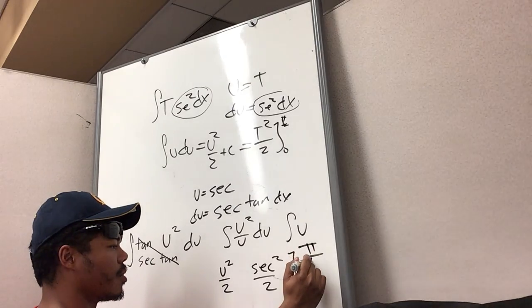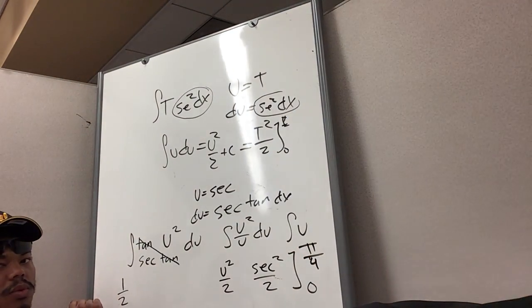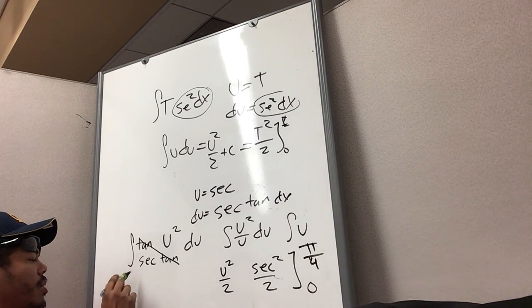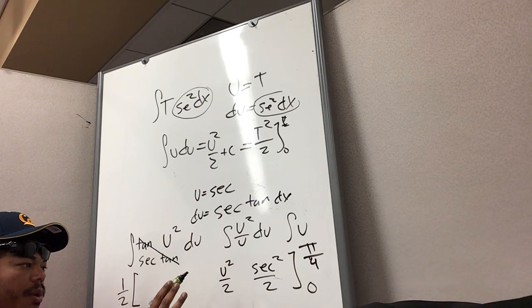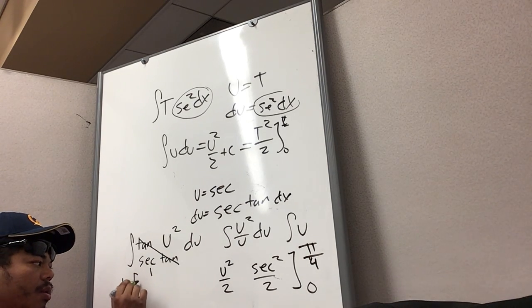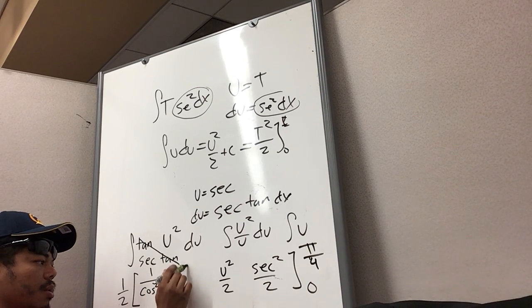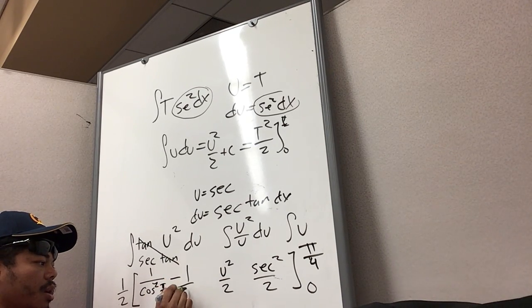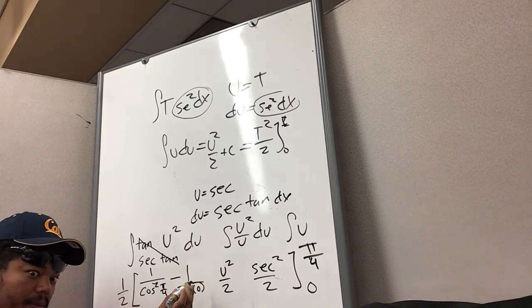Okay, pi over 4. So this is 1 over 2. The easiest way to think about this is 1 over cosine squared of pi over 4 minus 1 over cosine squared of 0, which is just 1. Correct?